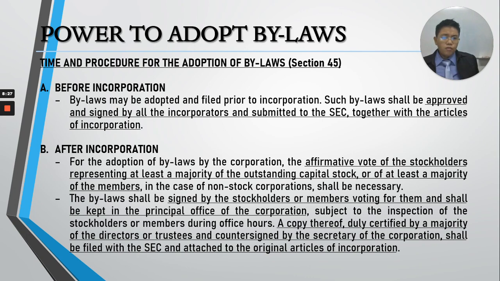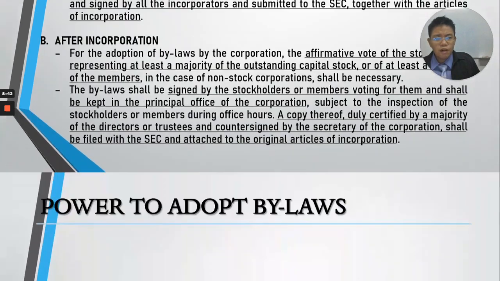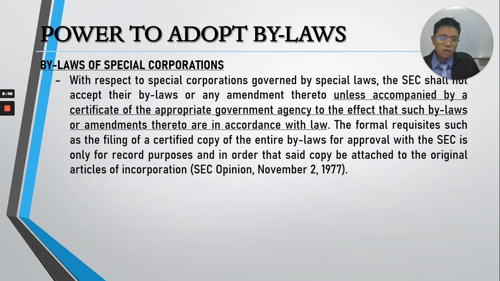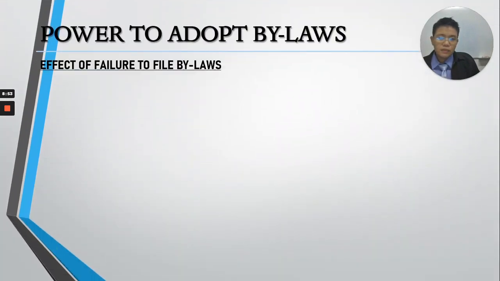So now, if there is no provision, there's no period within which you have to file the bylaws in case it is adopted after incorporation, what is now the effect if the bylaws are not filed? So anyway, that is the rule for the bylaws of special corporations. Effect of failure to file bylaws.